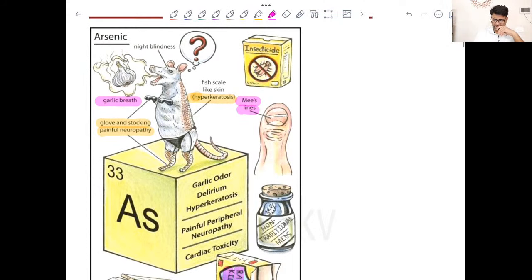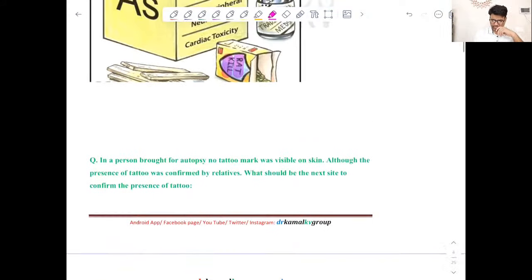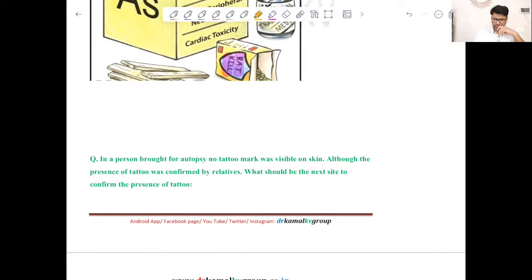So this is in short about arsenic poisoning, right? Next question. Aldrich-Mees lines, which are the transverse lines over the nail, and raindrop pigmentation, of course. Wonderful. Now the next question is also asked in FMG as well.